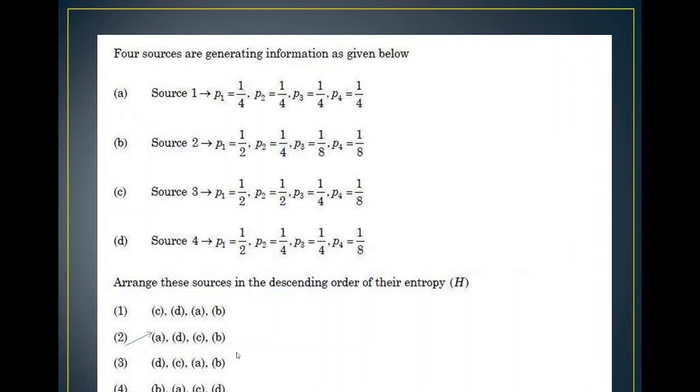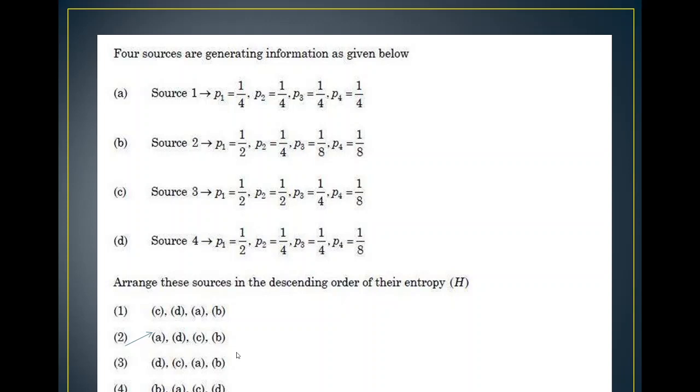Next question. Four sources are generating information as given below. Source first: P1 equal to 1 by 4, P2 equal to 1 by 4, P3 equal to 1 by 4, P4 equal to 1 by 4. Source 2: P1 equal to 1 by 2, P2 equal to 1 by 4, P3 equal to 1 by 8, and P4 equal to 1 by 8. Source 3: P1 equal to 1 by 2, P2 equal to 1 by 2, P3 equal to 1 by 4, and P4 equal to 1 by 8. Source 4: P1 equal to 1 by 2, P2 equal to 1 by 4, P3 equal to 1 by 4, and P4 equal to 1 by 8.